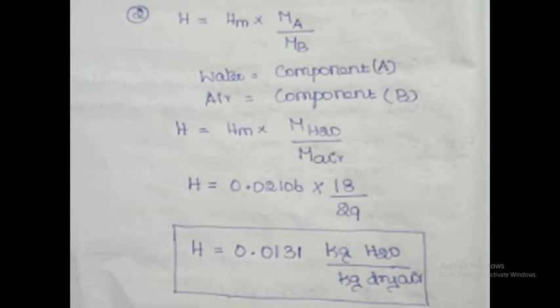Here Hm is known, already calculated in the first division. Take the Hm value, substitute here, and find the answer. Capital H is equal to 0.0131, unit of absolute humidity: kg of water per kg of dry air. One thing is very important here, the molecular weight of air. Molecular weight of water is known, that is 18. Molecular weight of air, you take 28.8 or 29. Are you clear or not?